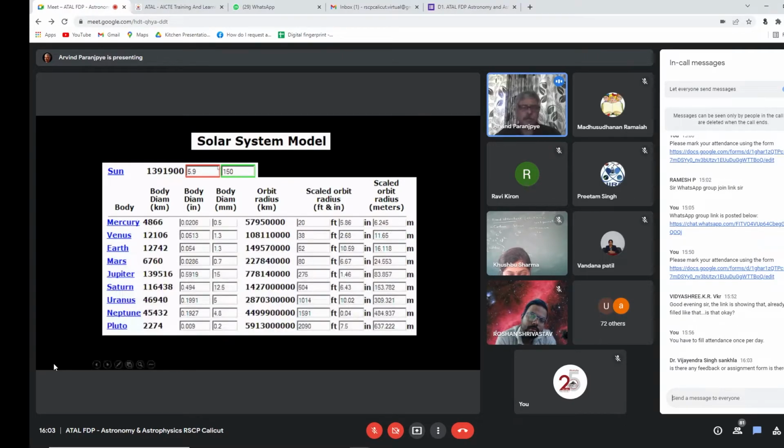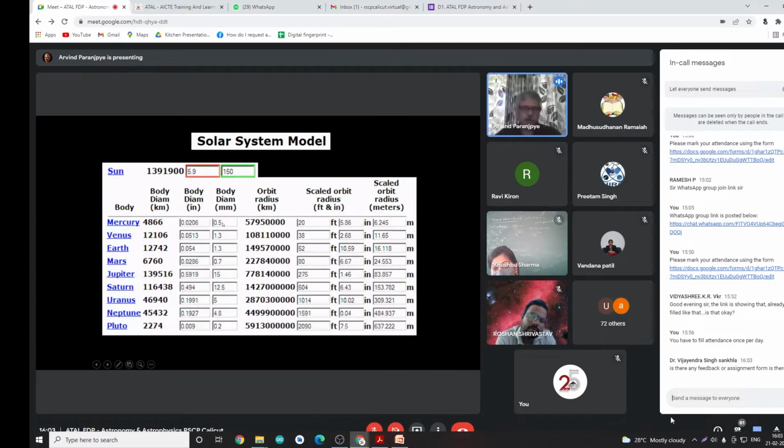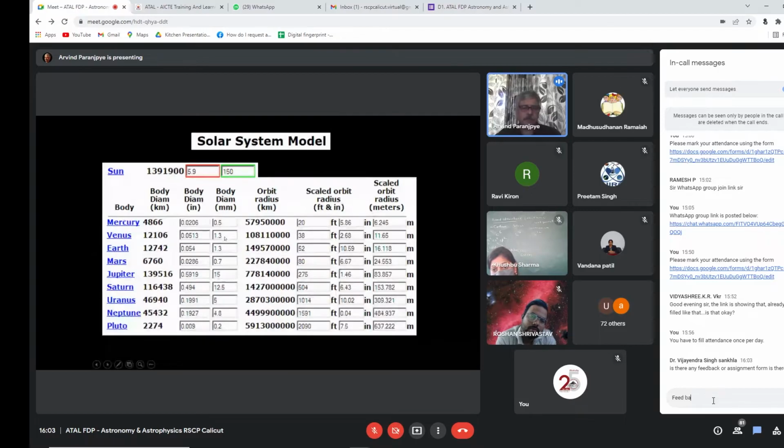Say for example, if your sun diameter is 150 millimeter, then what you find is that Mercury is 0.5, Venus is 1.3, Earth 1.3, then Mars is 0.7, Jupiter is 15 millimeters in diameter, and so on. And then these are their distances. So how do we use this model?